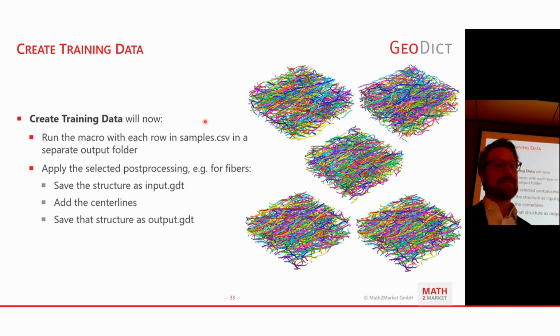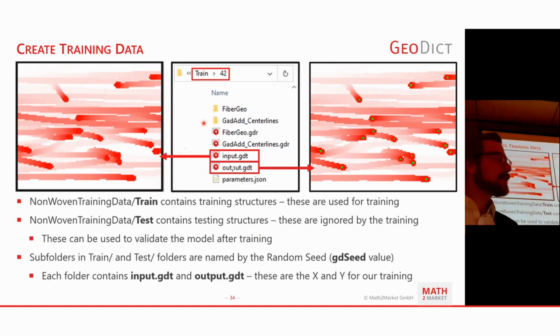For example, for fibers, it will again save the structure as input GDT, add the center lines to the structure, and save that as output GDT. So you get your XY pair for training. So this looks like this then.